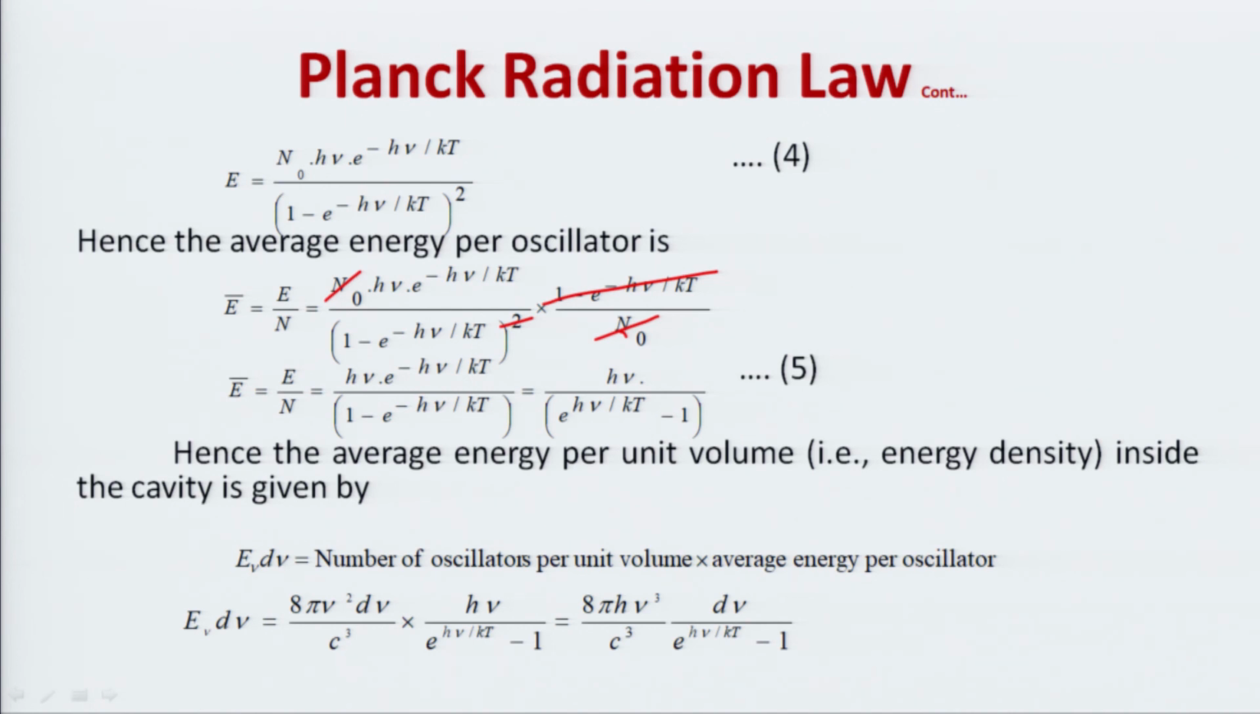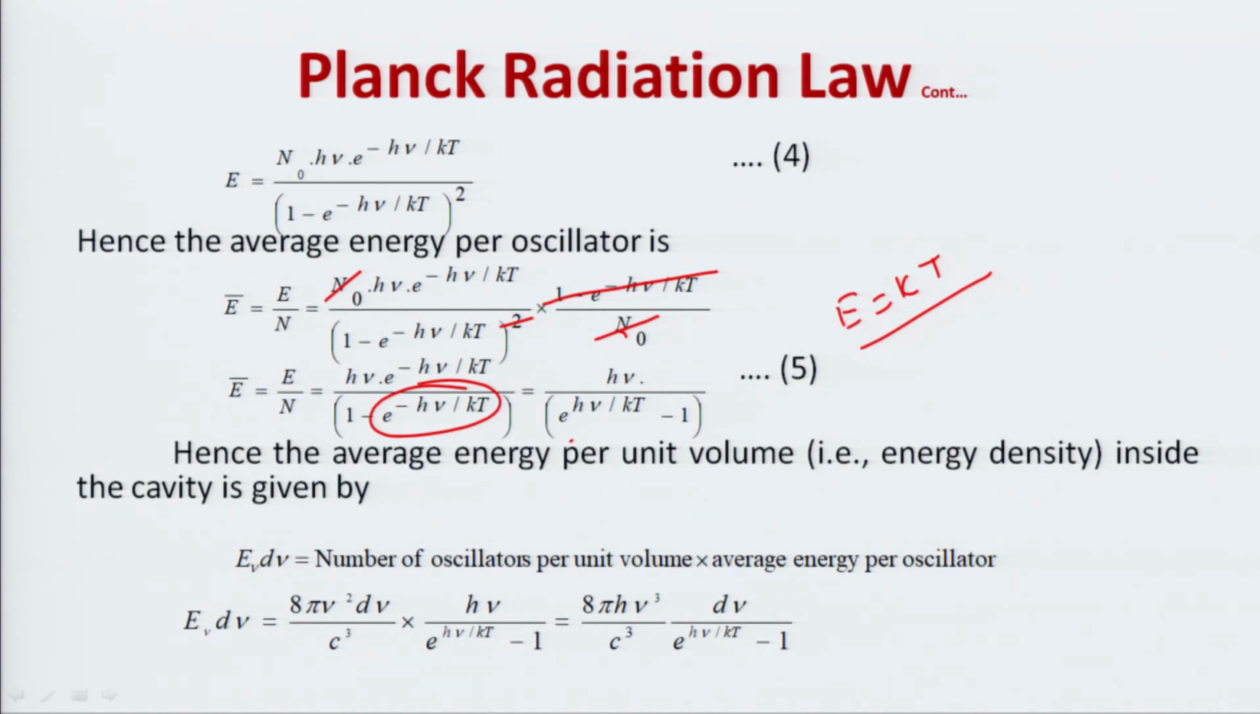Again, if we take e to the power minus hν/kT common, it will be cut from here, and this becomes 1 upon e to the power minus hν/kT, that is e to the power hν/kT minus 1. So the average energy is equal to hν upon (e to the power hν/kT minus 1). That is very interesting. Classically, the energy was E equal to kT, and here we have hν upon (e to the power hν/kT minus 1), that is the contribution of Planck.